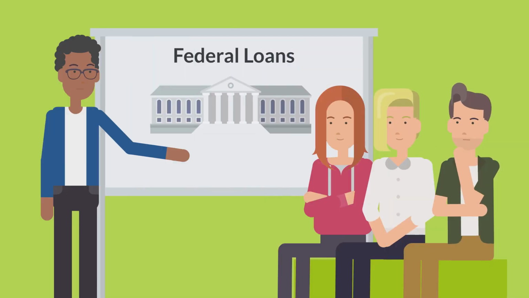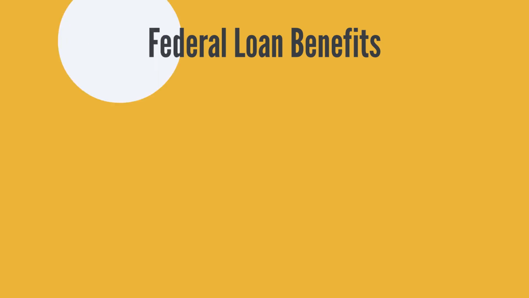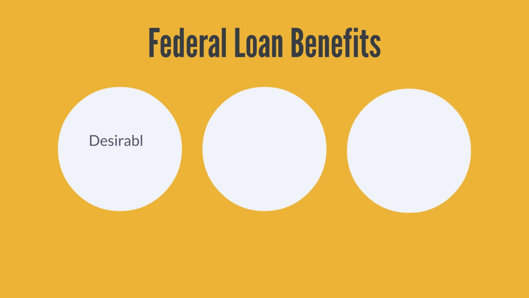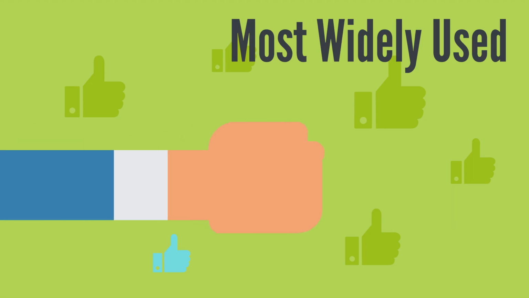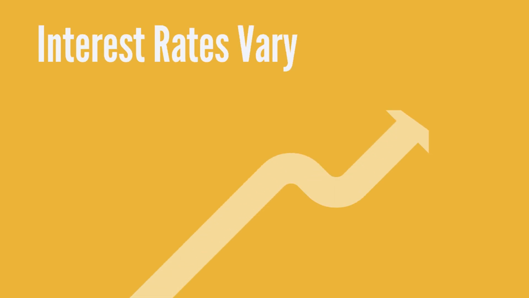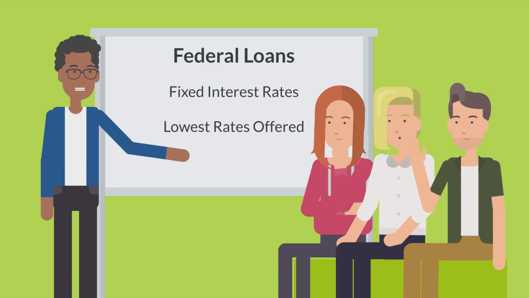The first option for student loans are from the federal government. To apply for federal loans, students must complete the free application for federal student aid, also known as the FAFSA. Federal loans tend to have the most desirable loan terms, interest rates, and repayment options, which is why they are the most widely used student loans. Interest rates on federal loans vary from year to year, but are always a fixed interest rate and tend to be the lowest rates offered.